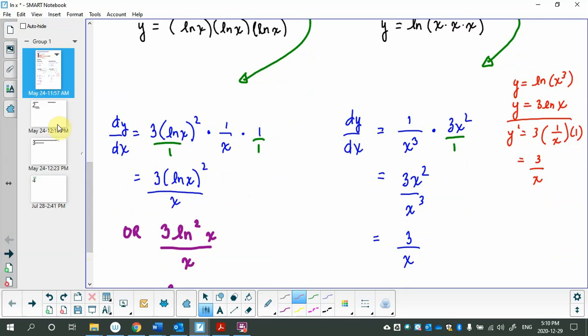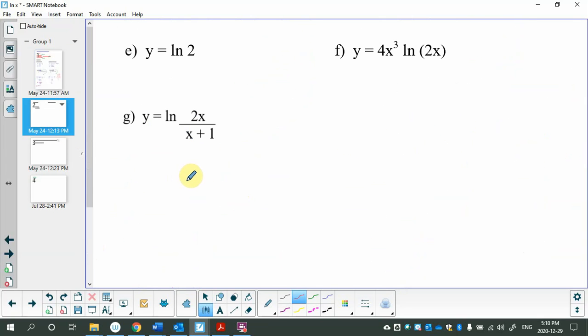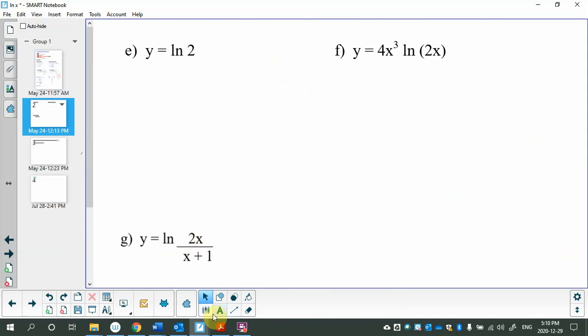All right, next set of questions. Here we go. This one, super tricky. The derivative of ln 2 is 0. This is a constant. If you type ln 2 into your calculator, you will get a number. There are no x's. Now let's say you don't recognize that.